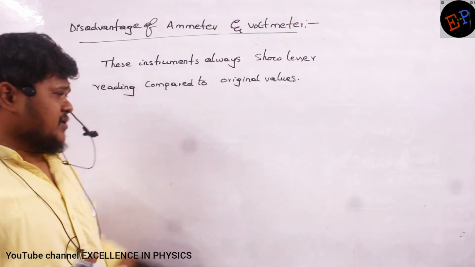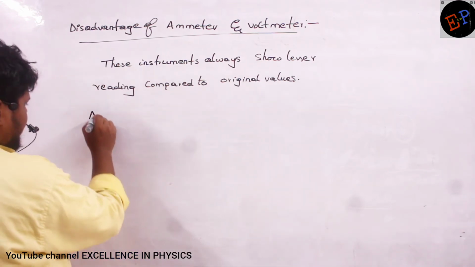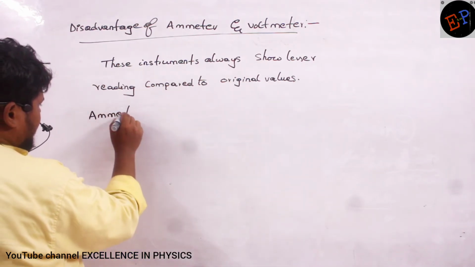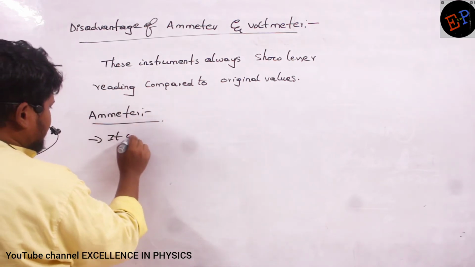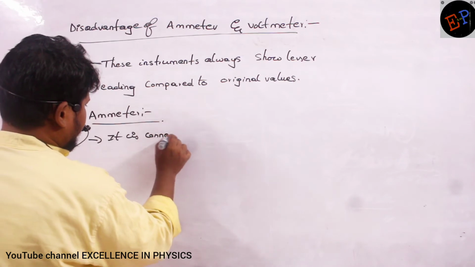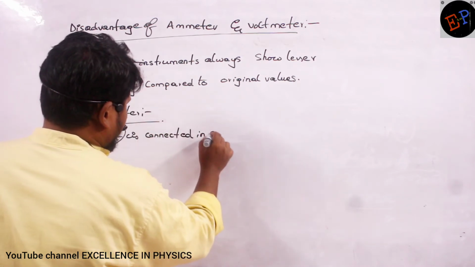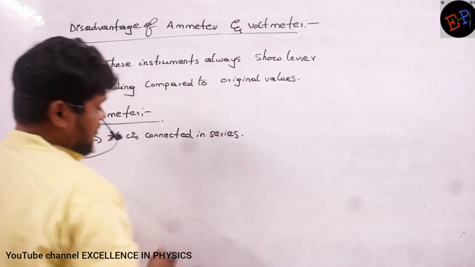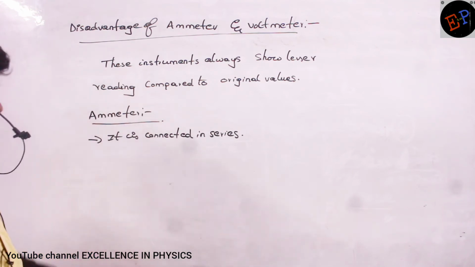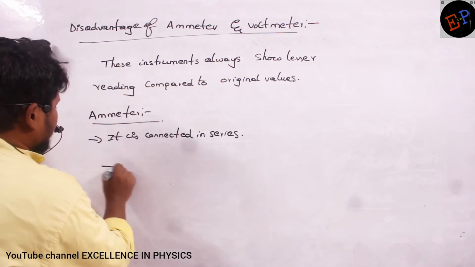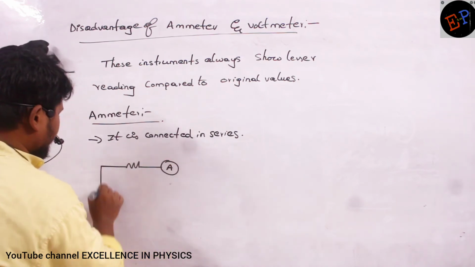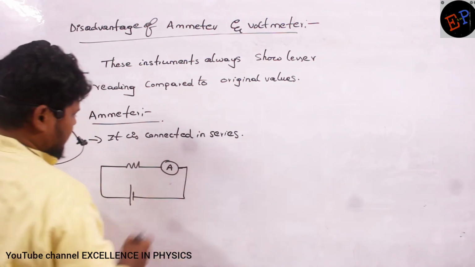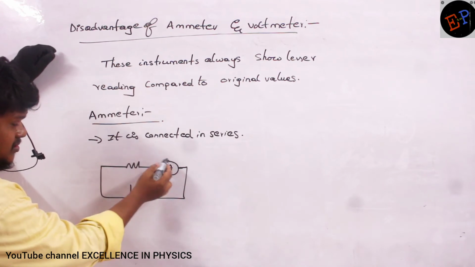What is the reason? Let us see. For example, if I take an ammeter, how is an ammeter connected? It is connected in series, no? Is it connected in series or parallel? It is connected in series only. So see here, for example, this is a resistor and here I want to measure the strength of the current. So an ammeter is always connected in series.